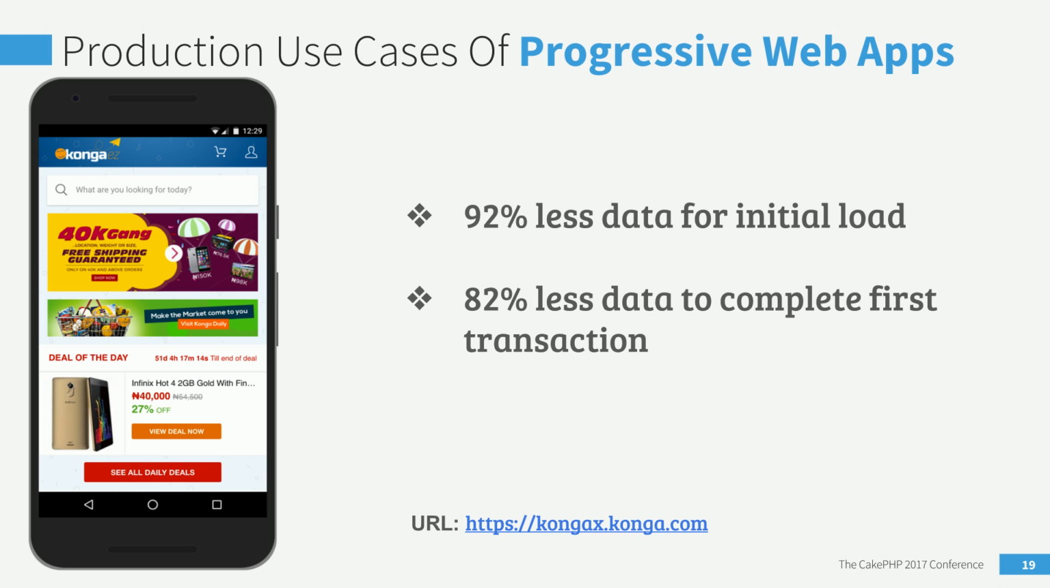Then also you can enable push notifications. So when there's a new product that you subscribe for, you can get access to that and say, oh, a new product has just come on Konga, and you can actually know instead of going back to the website to check if that product is available.